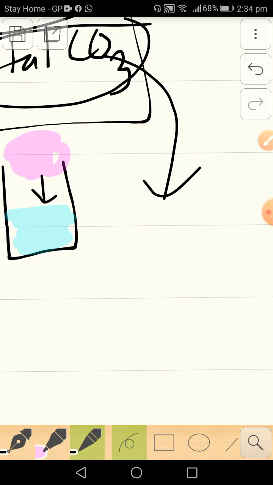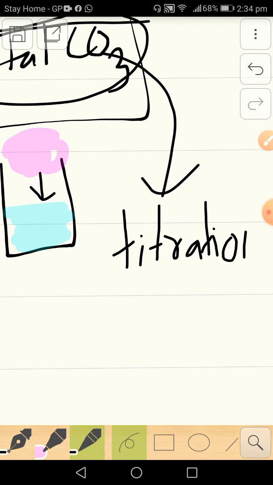It's a general theme. So if the solids, that means the bases, are soluble in water, then we will carry out the method of titration. Now, what is titration?